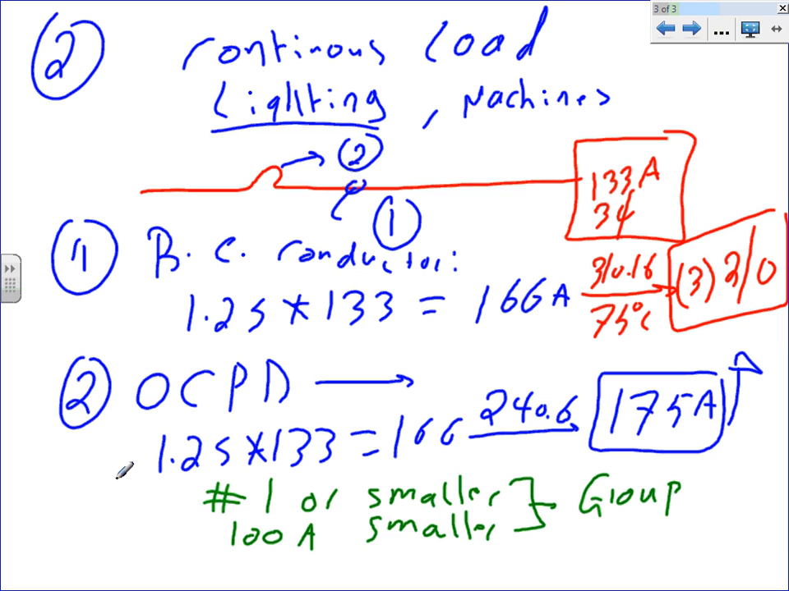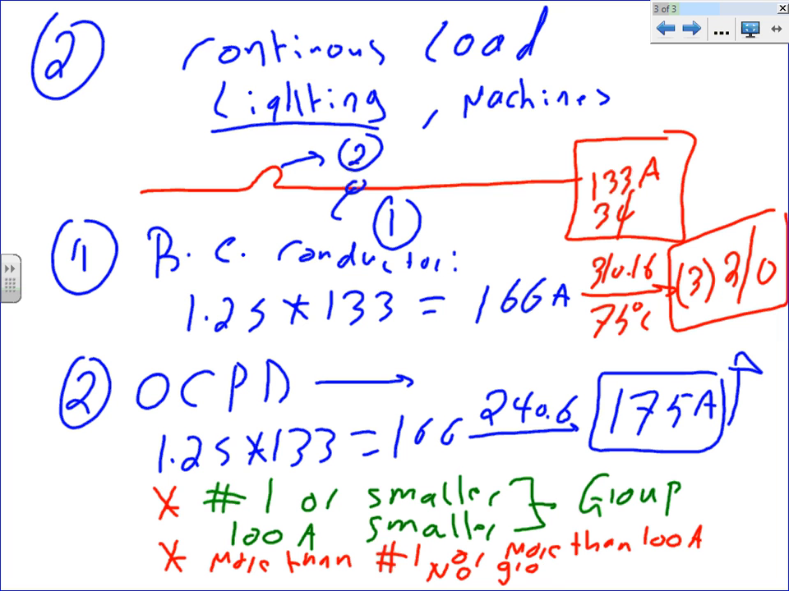Otherwise, what's the otherwise? Otherwise is more than number 1, and or more than 100 amp. No grouping. It's not a good idea to group them. Again, next to these, please write CSK, my opinion. Opinion.